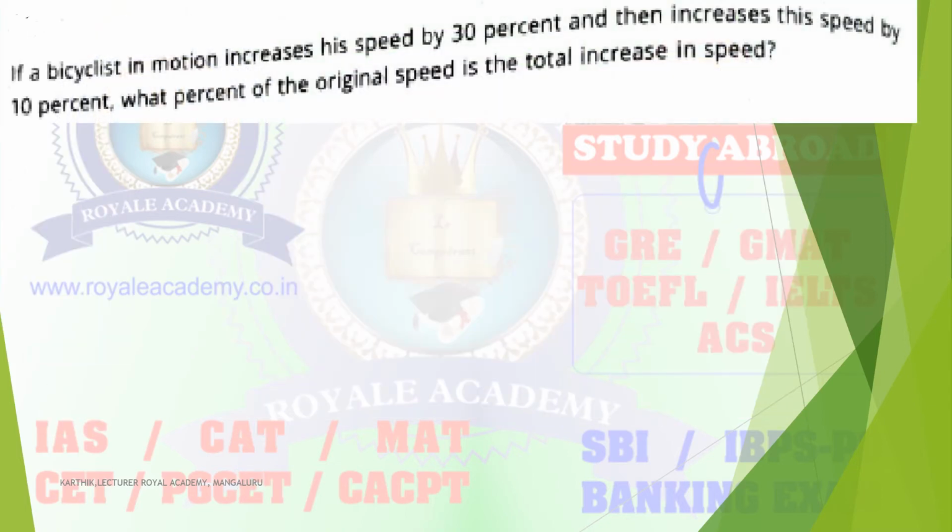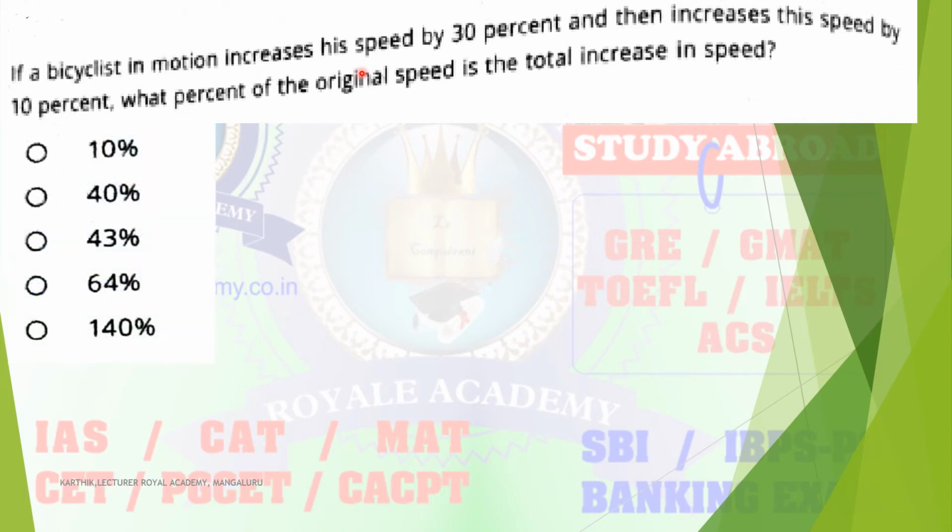Next question. A bicyclist in motion increases his speed by 30% and then increases his speed by 10%. What percent of the original speed is the total increase in speed? So you have to find out the total increasing percentage. First increase by 30%, then further increase by 10%. How do we find the total increasing percentage?